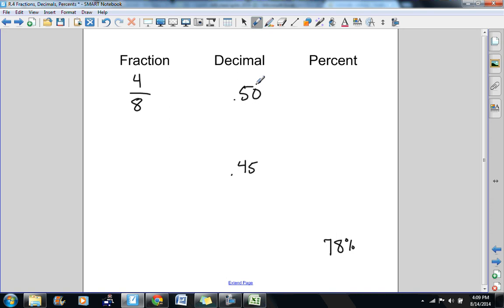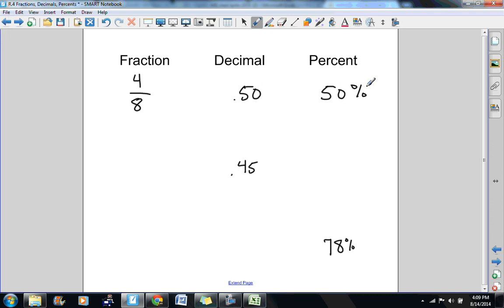So since I know my decimal is 0.5, we know that between a decimal and a percent, we have to either multiply by 100, or move the decimal point 2 places to the right and get 50%. So that would be the first problem, all done.